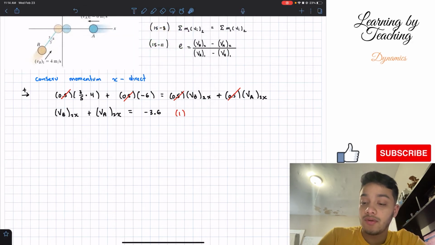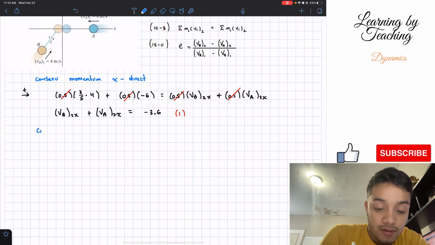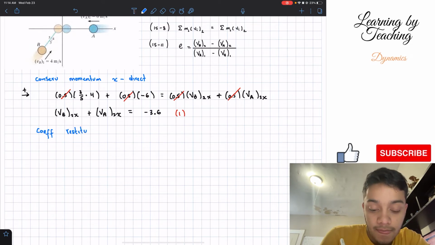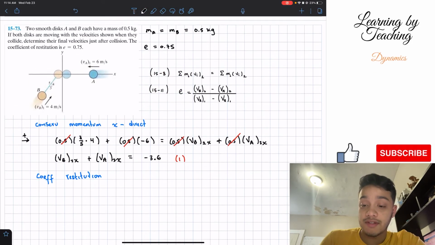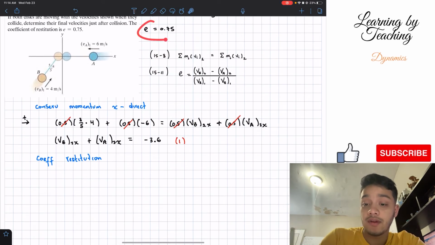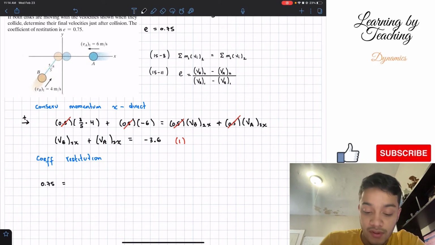So this is our first equation, and as you should probably know, we will need a second equation, and we're going to utilize our coefficient of restitution. So let's go ahead and use the coefficient of restitution for our second equation. As given in our problem statement, the restitution is equal to 0.75.